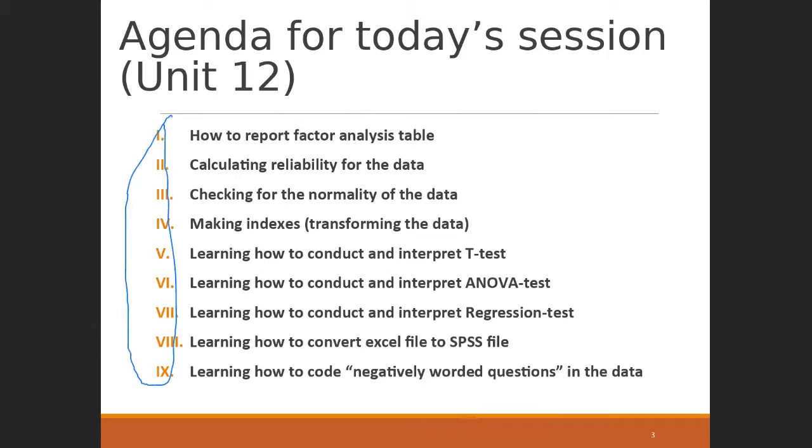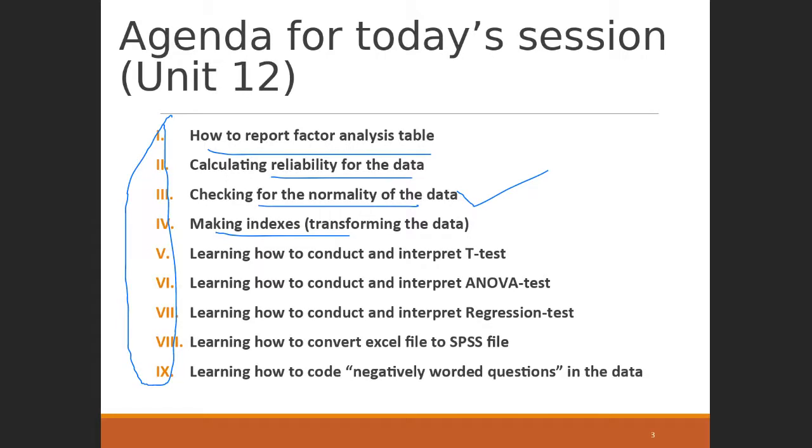First of all, I will discuss how to report a factor analysis table. There is a particular way by which you report a factor analysis table. I will try to construct that table for you. I will show you how that table is constructed and how that table is interpreted. Calculating the reliability of your data. Then we will discuss how to check for the normality of the data, how to interpret the normality of the data, how to make indexes.